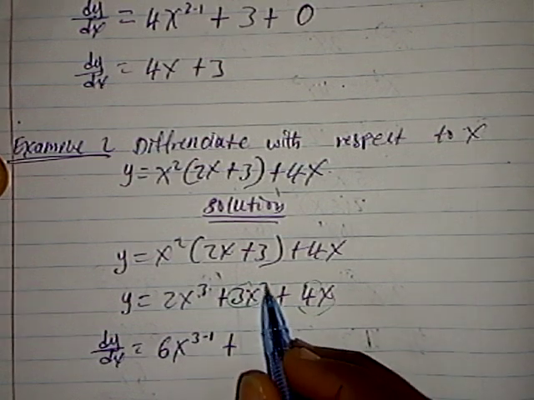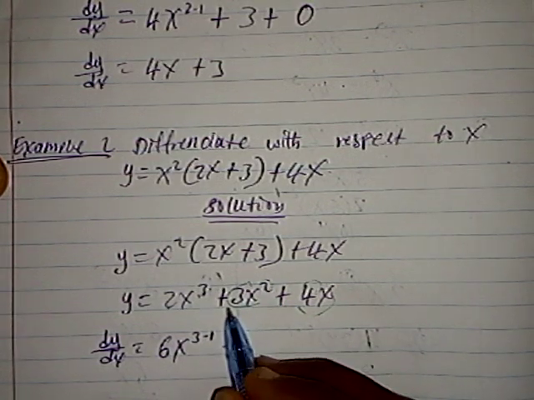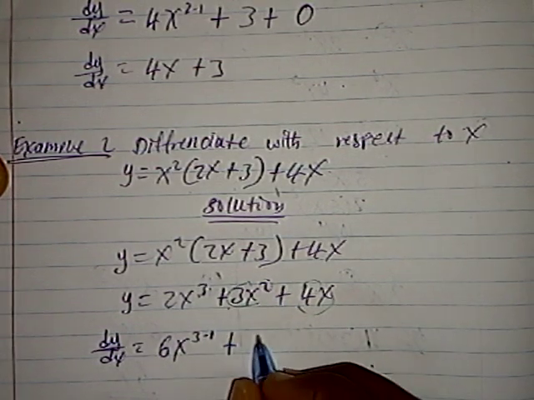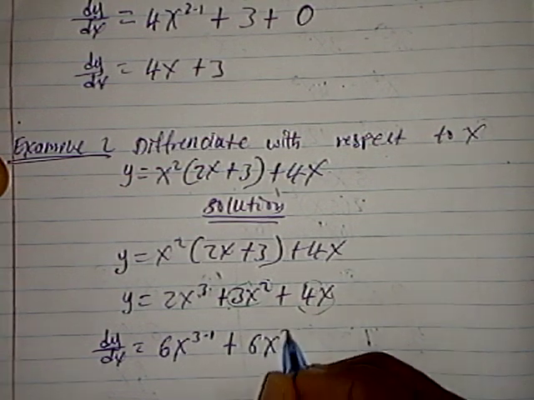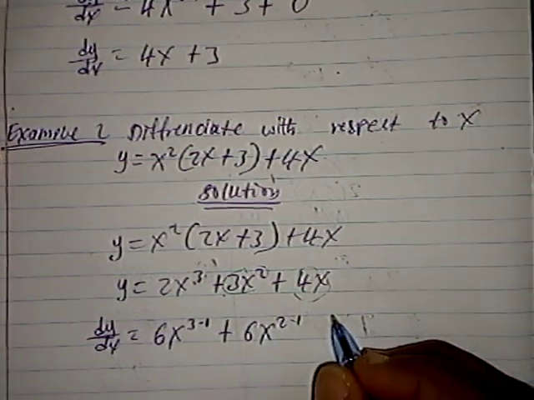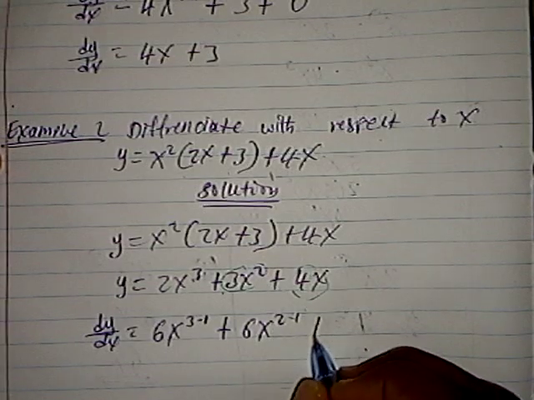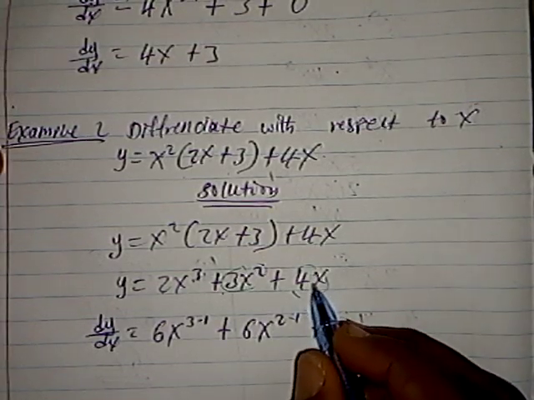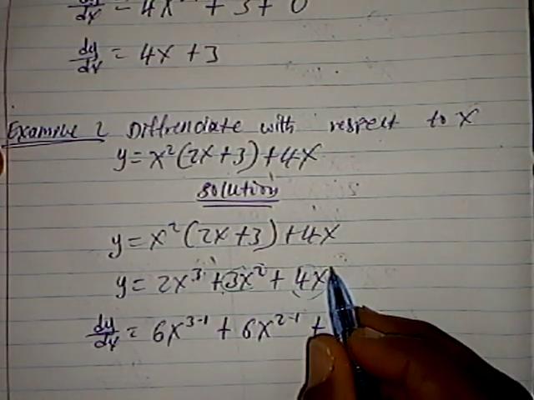Plus, here again, we multiply this power with this 3. 2 times 3 is going to give you what? 6x, 2 minus 1. You see? Good. These are the rules. Plus, if you differentiate, what is here is 1.